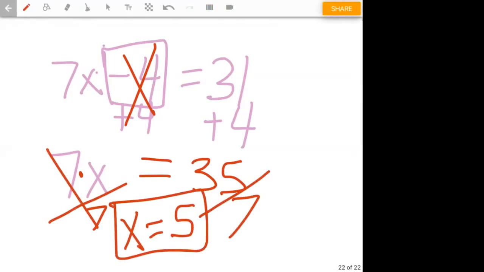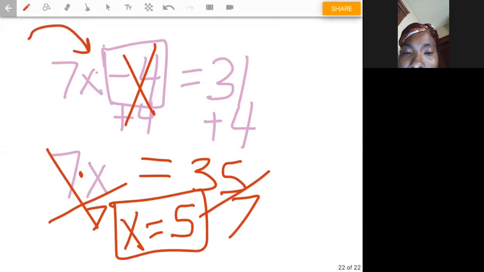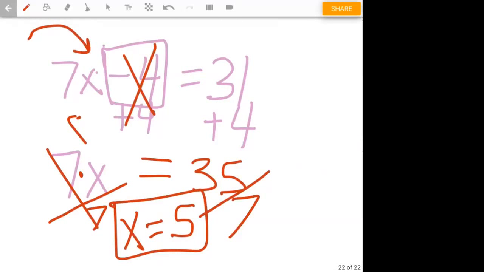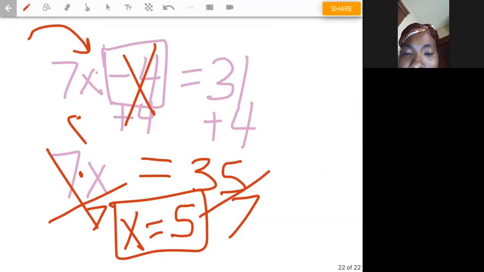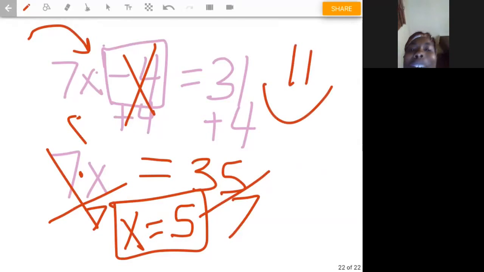So x equals 5. And if we want to check, we go back to our original. We're going to put 5 for x. So 7 times 5 is 35. Minus 4 is 31. It works. Yep, it adds up. Now I know how to do it.